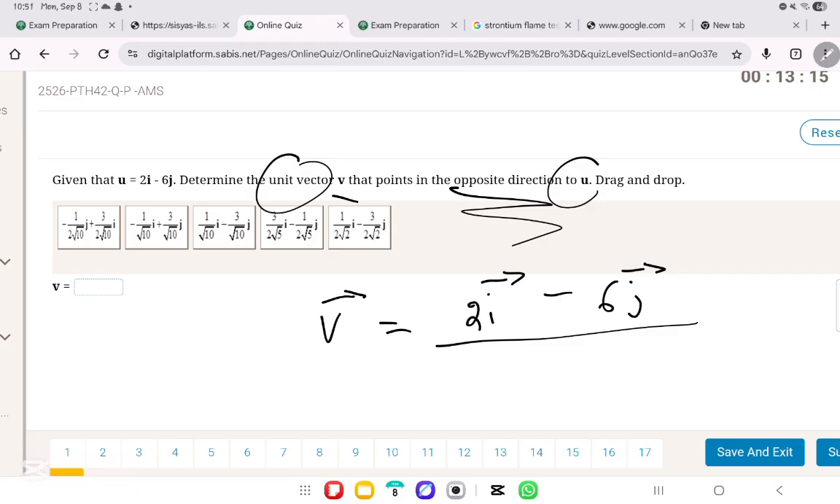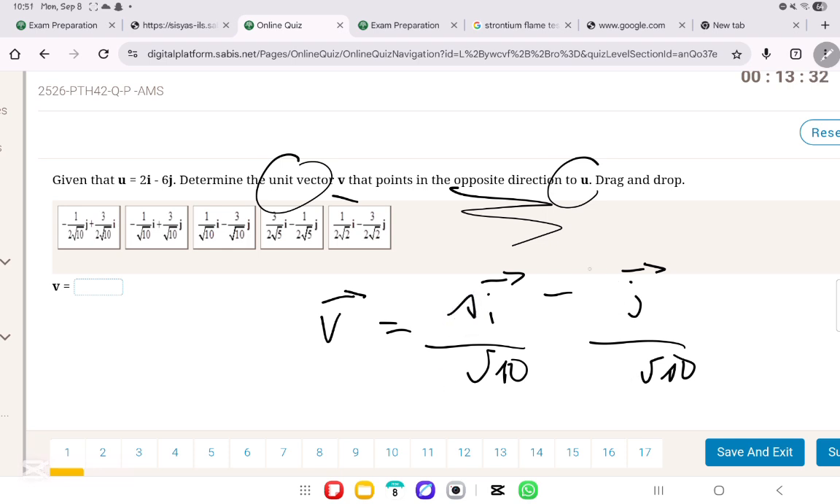What's the magnitude? It's radical 2 squared plus minus 6 squared. So that's going to be 2 radical 10. Of course, you can separate them into 2 denominators. So 2 radical 10, 2 radical 10. Cancel this and this. You will have 1i over radical 10. Cancel this and this. You will have 3j over radical 10.